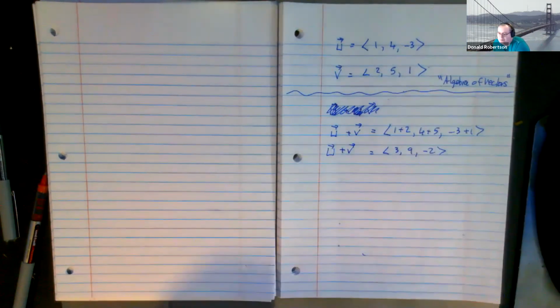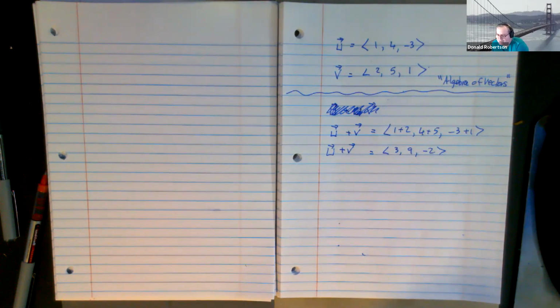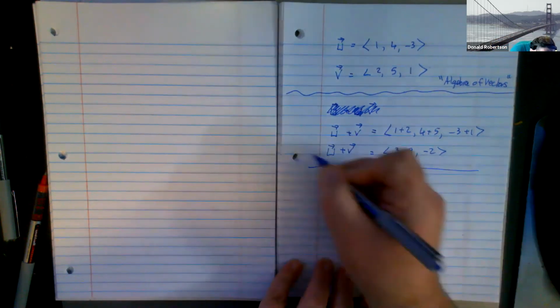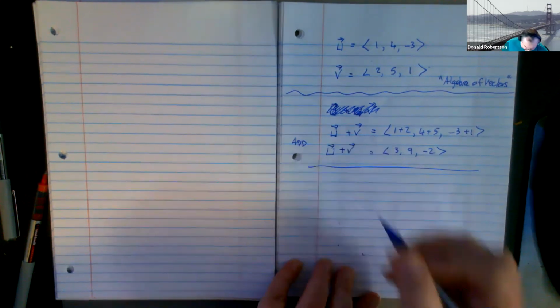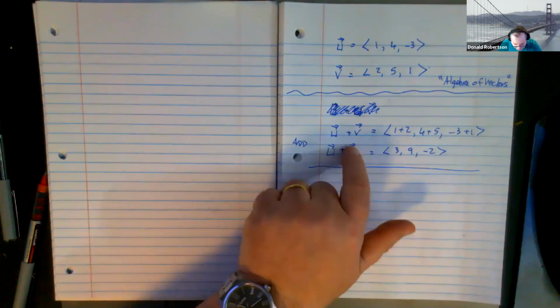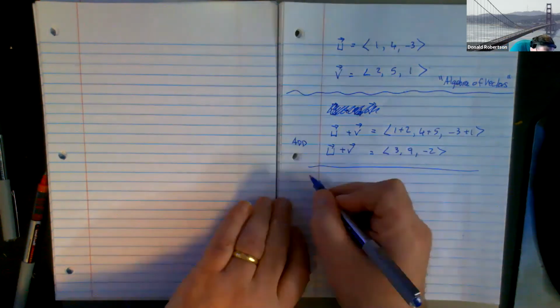Isn't that nice when math makes sense? That there isn't a weird thing that you have to do when you add vectors, right? Well, that's how you add. And I'm going to show you what that looks like geometrically, but let's get the algebra out of the way first.